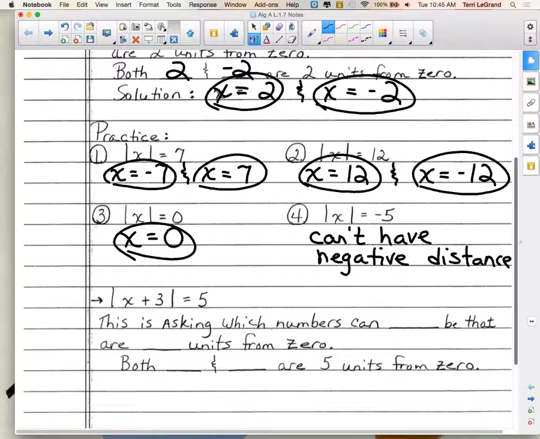So for this one, there is no solution. No solution to this one, and we circle that. We have to actually say that we couldn't come up with anything for x. There is no solution. So can't have negative distance, so there's no solution.